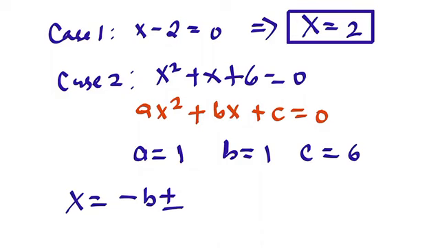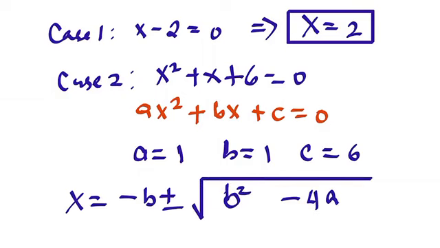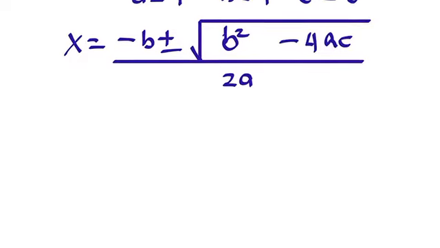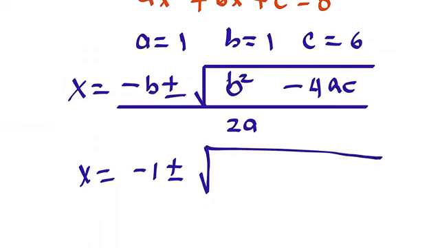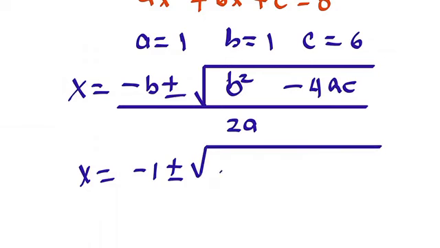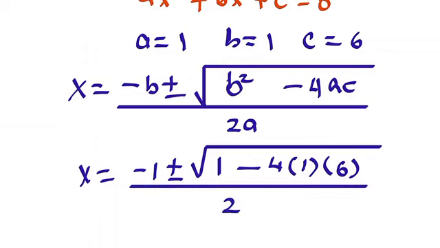So from there, x is going to be, by the quadratic formula, minus b plus or minus the square root of b squared minus 4ac, all divided by 2a. So therefore, we are now going to plug in those values, a, b, and c. So x is going to be minus b, that is minus 1, plus or minus the square root of b squared, that is 1 squared, same thing as 1, minus 4 times a, which is 1, then c to be 6, all divided by 2 times 1, which is 2.